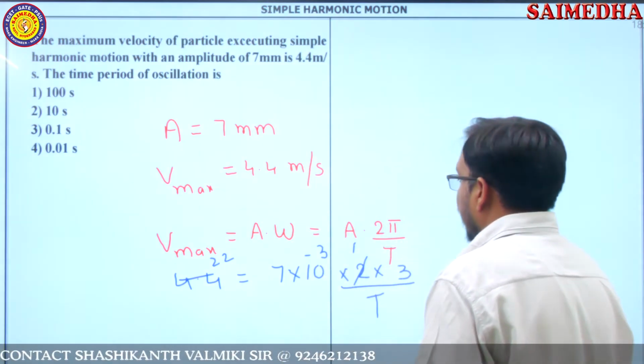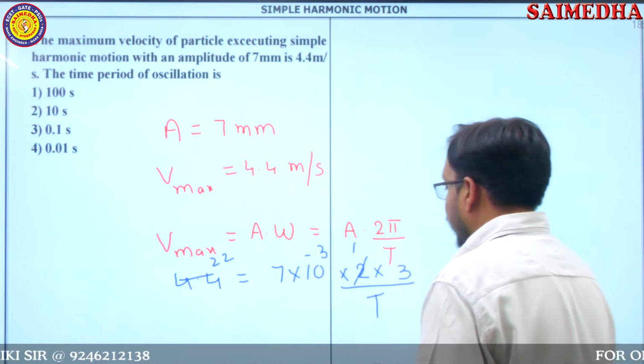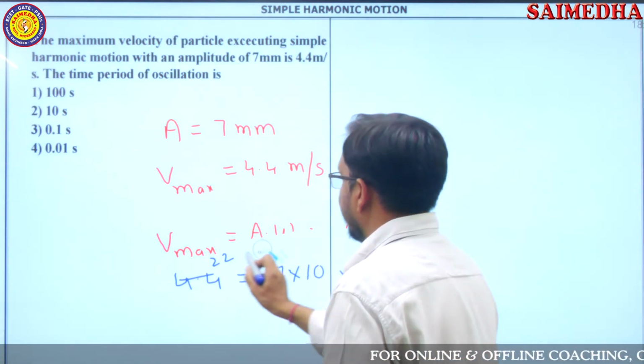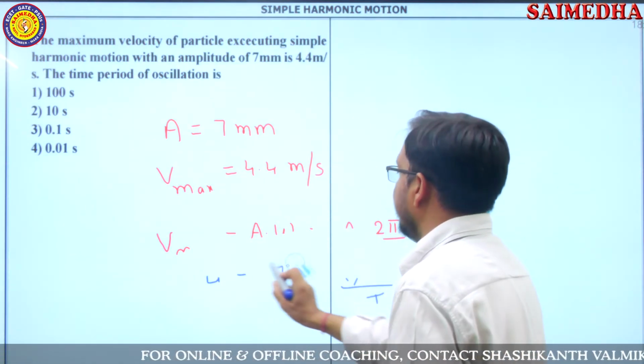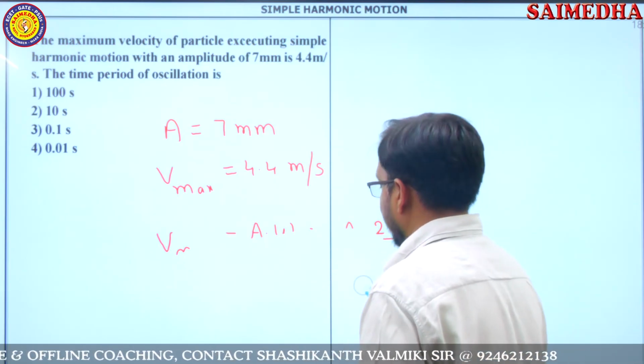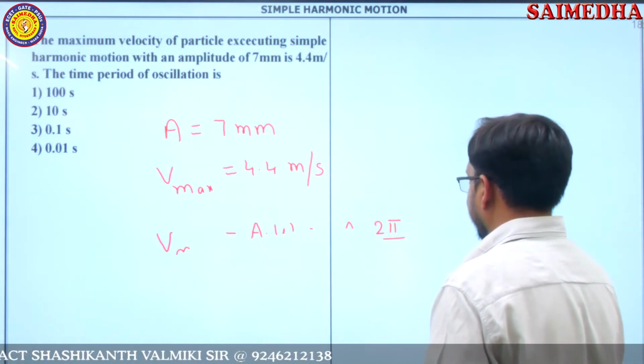Otherwise you can simplify it easily. One more method I am explaining. See here, again I am writing the equation.